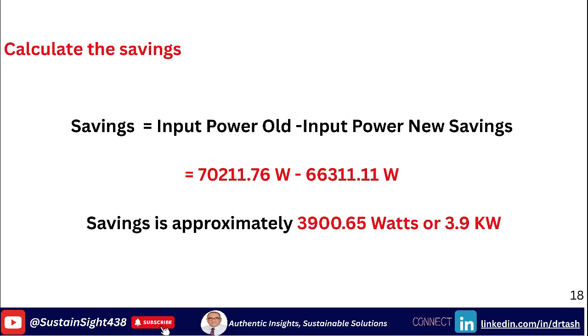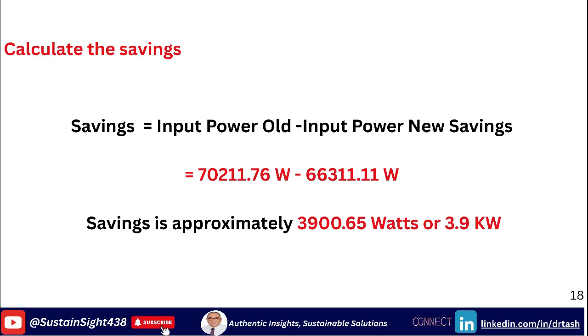work. The energy savings is simply the difference between the power the old motor uses and the power the new motor uses. Savings equals input power old minus input power new, savings equals 70,211 watts minus 66,311 watts. The difference is approximately 3,900 watts or 3.9 kilowatts. This is the power saved.